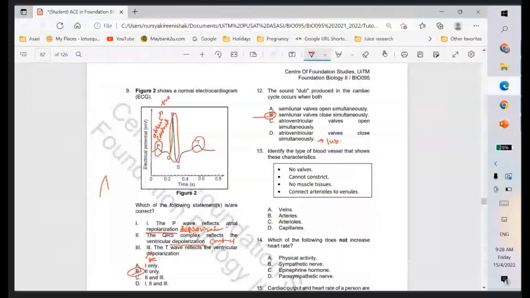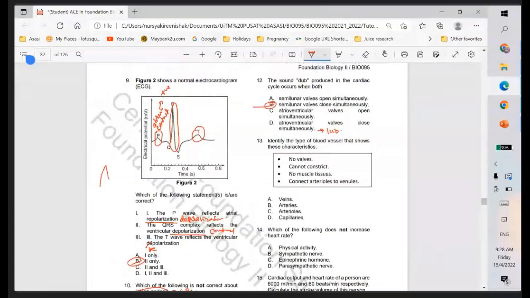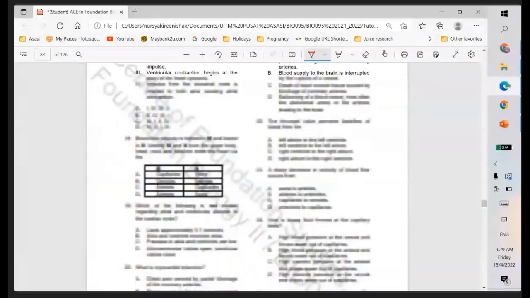The next question, 13, Adif. Identify the type of blood vessels that show this characteristic: no valve, cannot constrict, no muscle tissue, and connects arterioles to venules. The answer is D, capillaries. Why can blood capillaries not constrict? Because they just act as a connector for arterioles and venules.